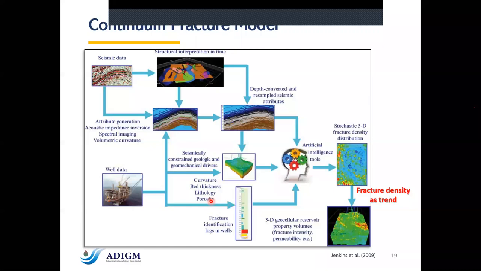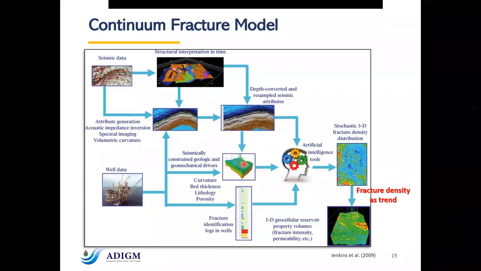And then we can also have a geomechanical model constrained with the seismic and well log data, to be used along with these two to identify the fractures and generate the fracture model. These three aspects are combined with an artificial intelligence tool in this workflow. We can use statistical methods, neural networks, or machine learning to generate a single or stochastic 3D fracture density distribution. These fracture density distributions can later be used to derive fracture properties like porosity, permeability, and so on.